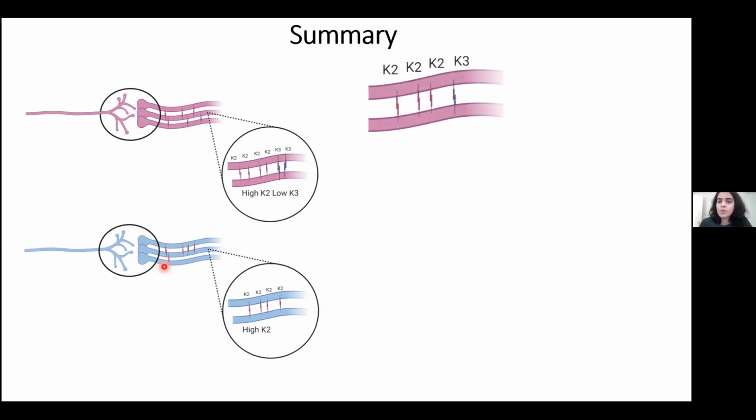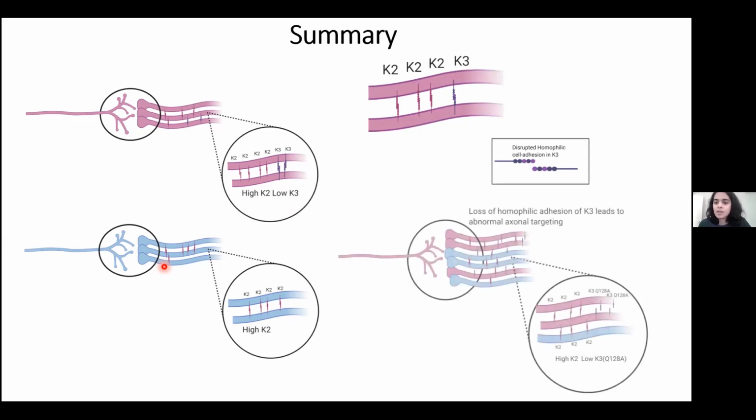So we know that KIRL2 and KIRL3 have a homophilic cell adhesion property, but we ask whether this property is important for the grouping of like axons that are similar. So we disrupt homophilic adhesion in vivo. And what we observe is that there's a heterogeneous mix of axons grouping together to form fewer and larger glomeruli.